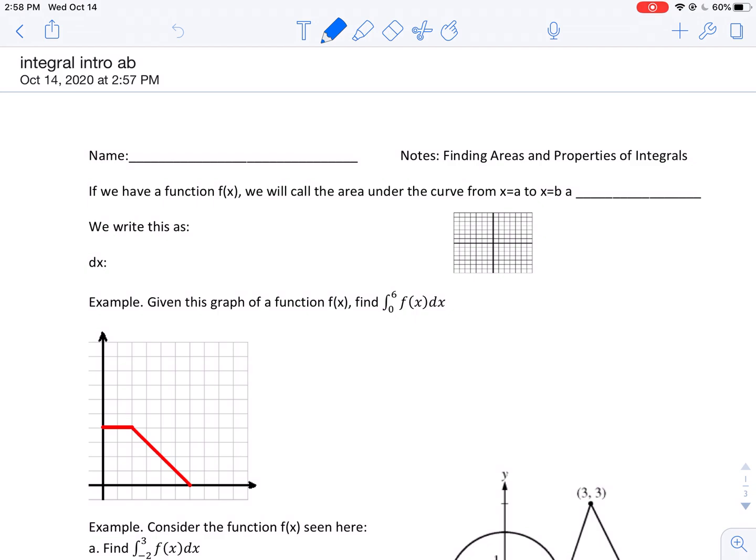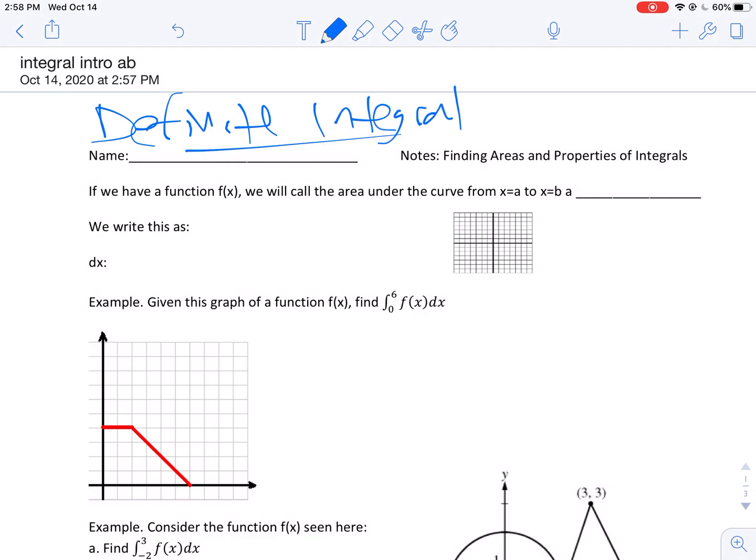Okay, so today what we're going to do is talk about something called a definite integral. And a definite integral is a pretty exciting, important thing. And what it represents is the area under a curve from a to b. So that's our definition of a definite integral.